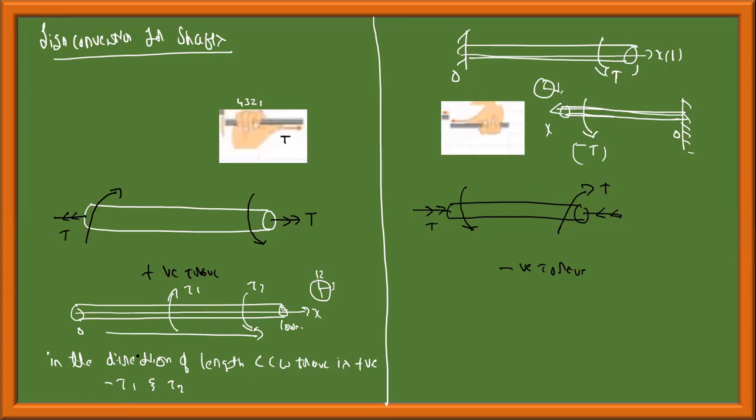But for the time being, the sign convention is: in the direction of length of the shaft, counterclockwise torque is positive. That's all you should remember. When you go to the problem, you will automatically come to know. This is positive torque, this is negative torque. Hope you understood this.